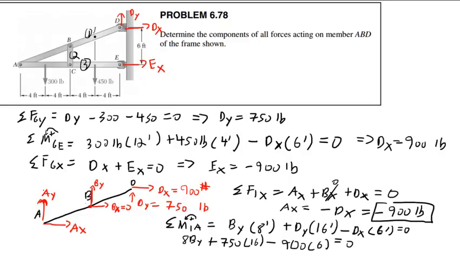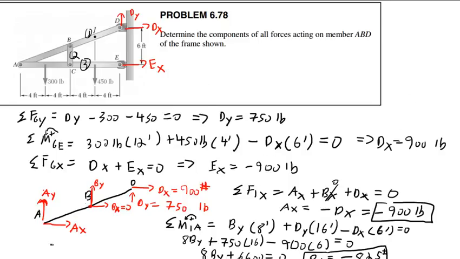And from this, I will get 750 times 16 minus 900 times 6 is 6600, so 8By plus 6600 equals 0, so By, therefore, is negative 825. By is negative 825 pounds.